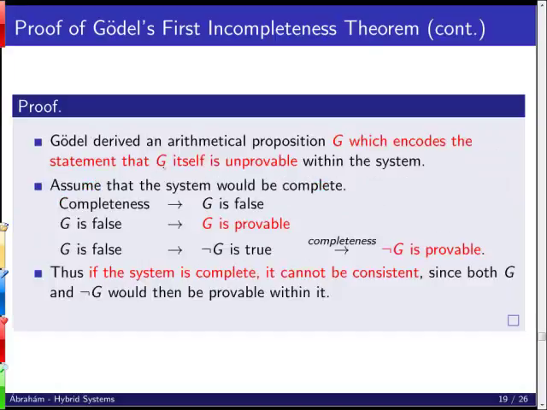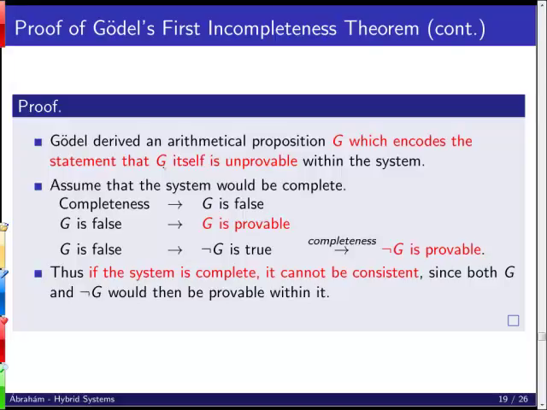And then he argues as follows. Assume that there is a proposition G which encodes that G itself is unprovable. And now the following assumption: if the logic is complete, then since G itself is unprovable, if it is complete, nothing is unprovable, so G must be false.